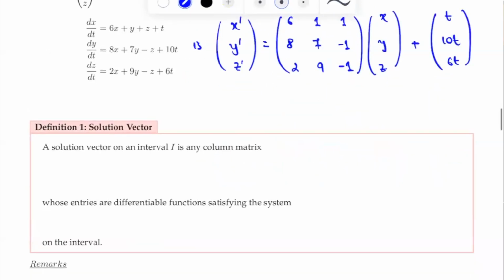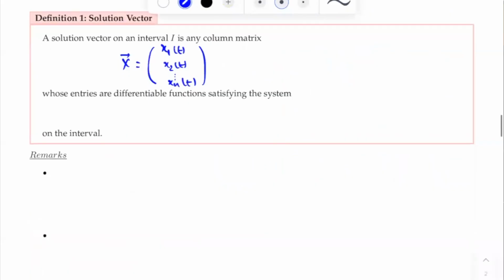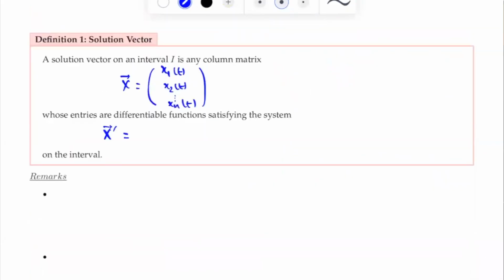So a solution vector on an interval I is any column matrix of the form x1(t), x2(t) up to xn(t), whose entries are differentiable functions satisfying the system X prime equal to AX plus F on the interval I.